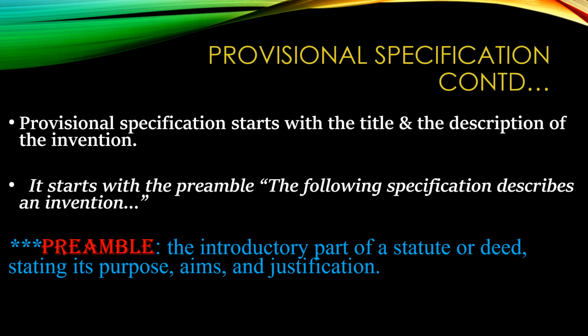It is still continued, right? Provisional specification starts with the title, that means how it is written. Provisional specification starts with the title and the description of the invention. Now, it starts with the preamble. Just take a look here: The following specification describes an invention. In this way, you can write. You may have a question in your mind: what does preamble mean? The preamble is the introductory part of a statute or a deed stating its purpose, aims and justification. Just remember this.